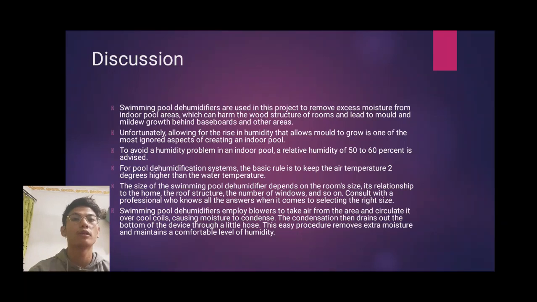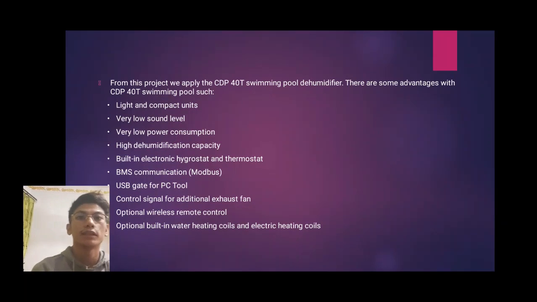Okay, swimming pool dehumidifiers employ a blower to take air from the areas and circulate it over cool coils, causing moisture to condense, and then the condensation drains out the bottom of the device through a little hose. This easy procedure removes extra moisture and maintains a comfortable level of humidity. And then for this project, we apply the CDP40 swimming pool dehumidifier.